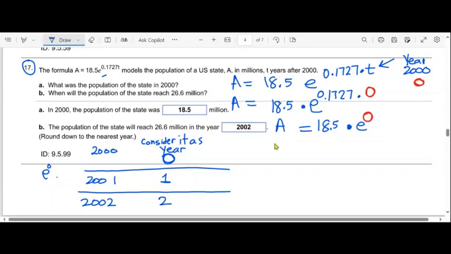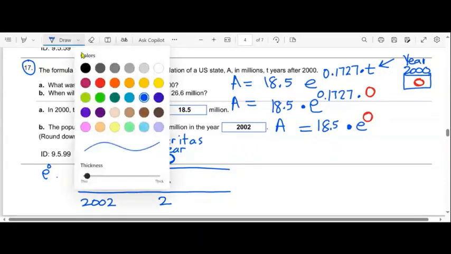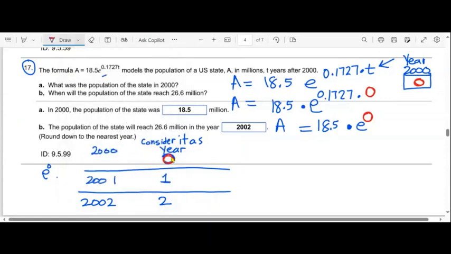Exactly. So for the first year, usually we use a single value. How much is the single value? 0. Okay, so for year 2000, what is the value that we're going to use? 0. 2001? 1. 2002, 2. And 2003 will be 3. Exactly. So we replace t by how much? By 0.